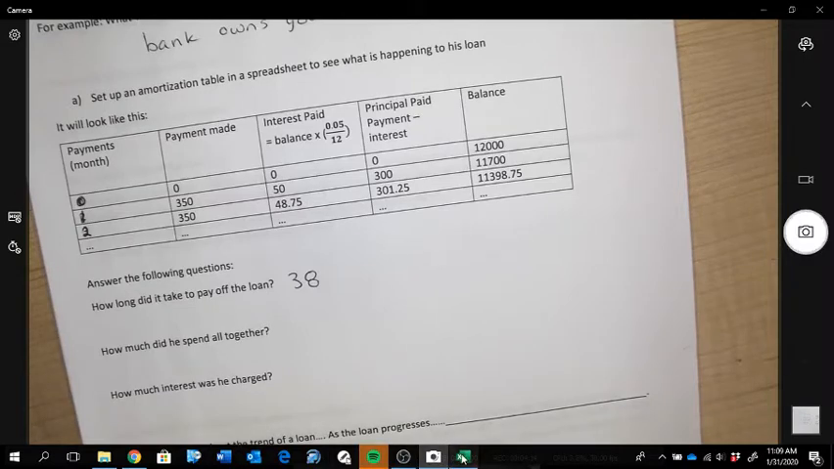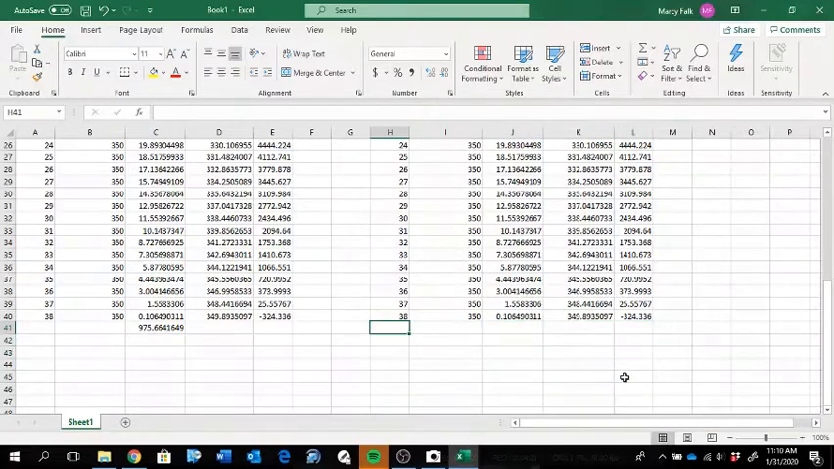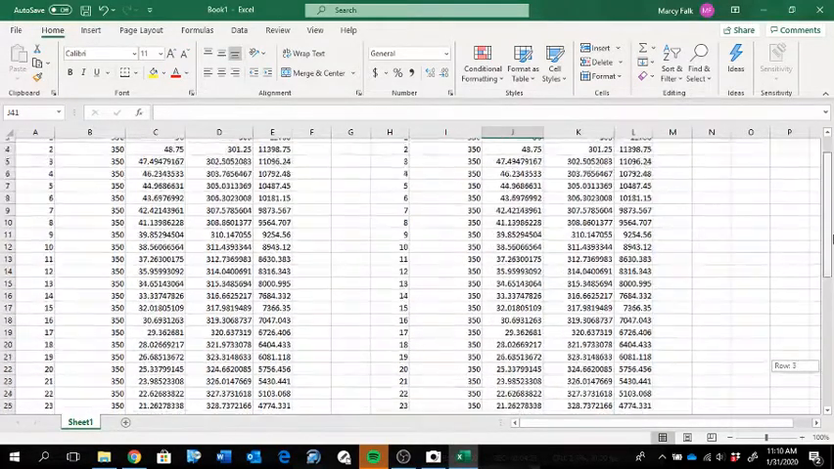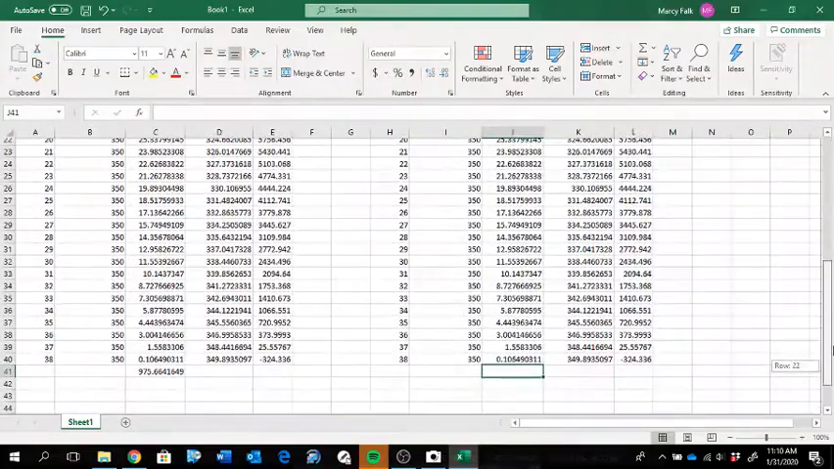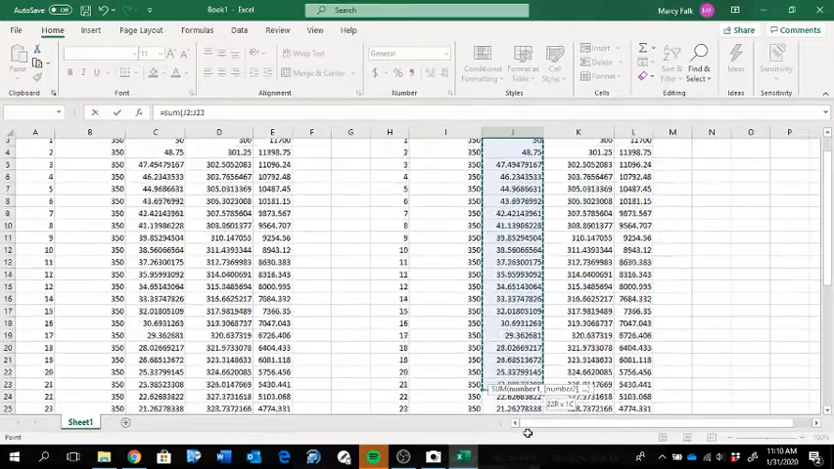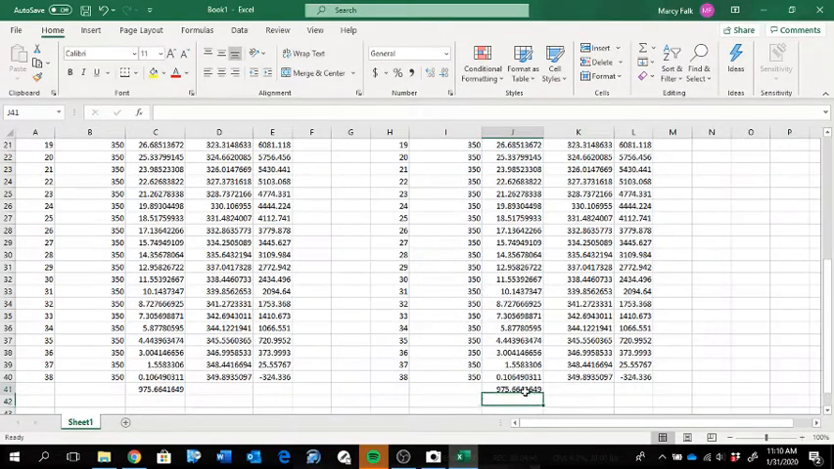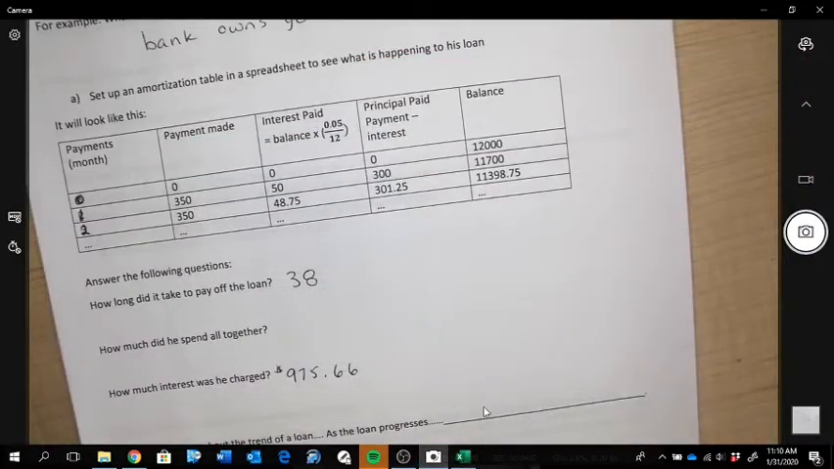Okay, so we're going to go back to the spreadsheet. I am going to erase that piece. So I want to know how much interest he paid. So I'm going to sum this entire column. So $975.66 of interest was the interest. How much did he spend altogether?